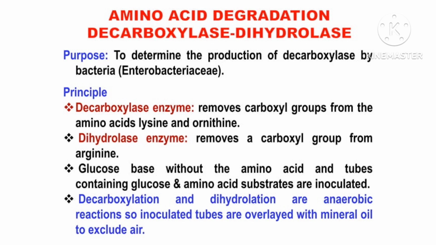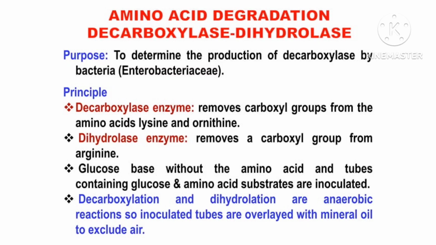Next is the amino acid degradation, decarboxylase and dihydrolase reaction. The purpose is to determine the production of decarboxylase by bacteria, that is Enterobacteriaceae. The principle is that the decarboxylase enzyme removes the carboxyl group from the amino acids lysine and ornithine, and the dihydrolase enzyme removes the carboxyl group from arginine. So these are the three amino acids used in the reaction, that is lysine, ornithine and arginine. Lysine and ornithine give the decarboxylation reaction and arginine will undergo the dihydrolation reaction.